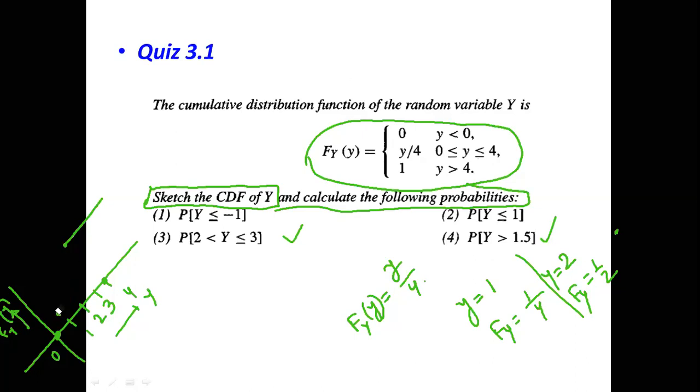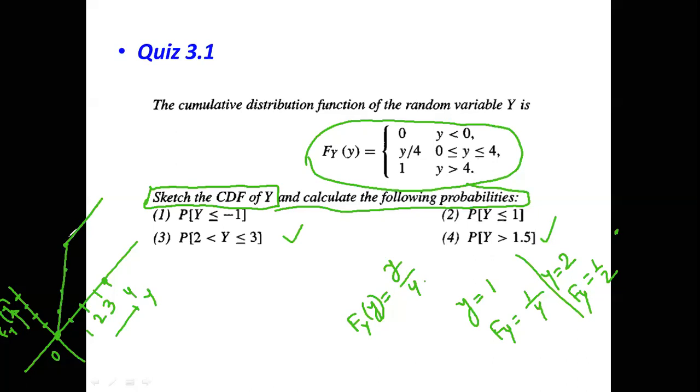Let's draw it again. Say for example, this is 1, 2, 3, and this is probability 1, this is probability half, this is probability 1 by 4. So 1 means 1 by 4, 2 means like this, 3 means like this, 4 means like this. So it's a kind of thing like that.